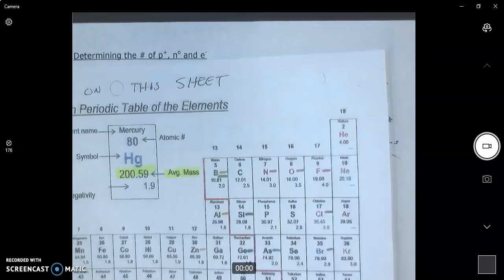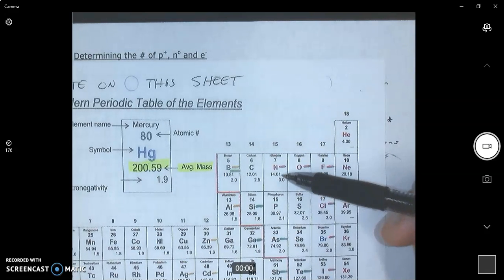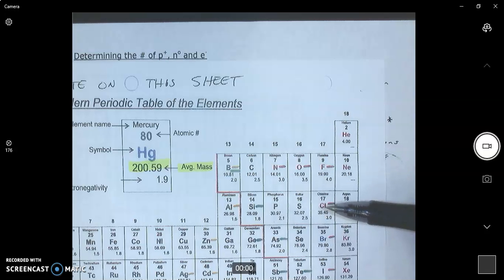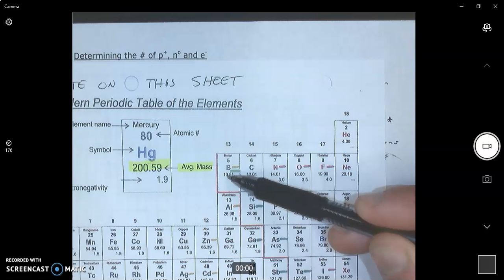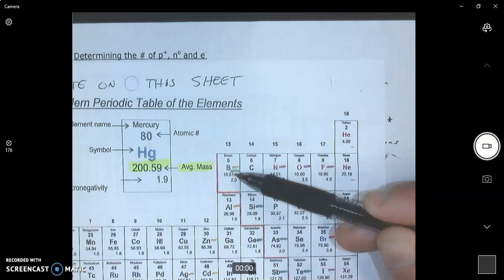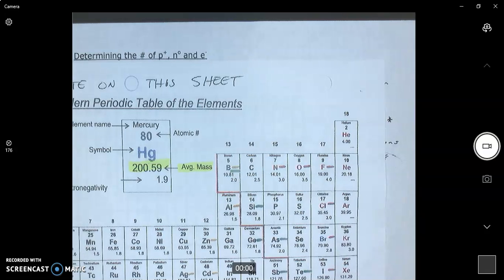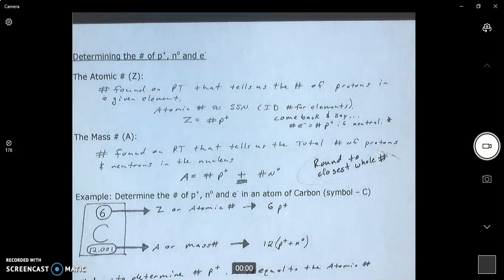Okay? Nitrogen, right here. Nitrogen has an average atomic mass of 14.01. Its mass number is 14. Boron has an average atomic mass of 10.81 units. Its mass number would be 11. You always round to the closest whole number. So the proton is found by the atomic number. The electrons and protons are the same for the time being. And the mass number is the protons plus neutrons together, the total particles in the nucleus. Protons plus neutrons, that's what the mass number is.